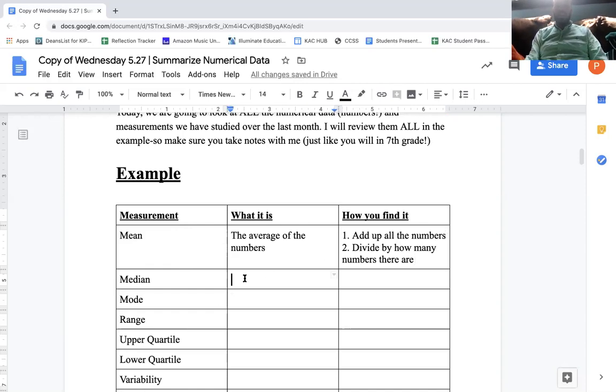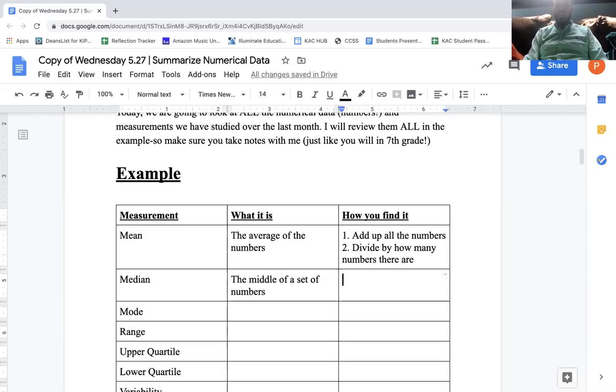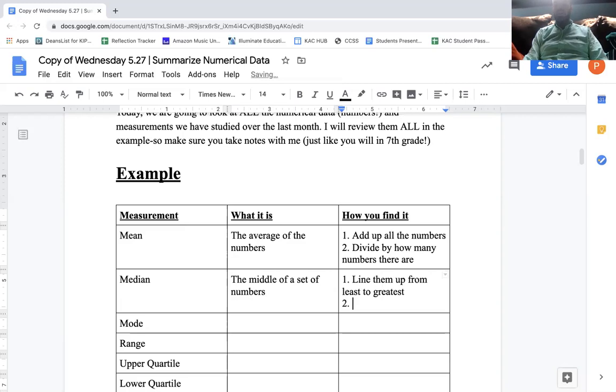The median, what is the median? The median is the middle of a set of numbers. To find the median, again, we have 2 steps. First, and this is the one that people sometimes forget, line them up from least to greatest. And then 2, you've done this a ton of times by now, you find the middle. I know everyone has different strategies for how they do that. Some people cross off each end until they're in the middle. Some people know that if there's 9, the middle one's going to be 5. Whatever strategy you're using at this point of the year is totally fine.